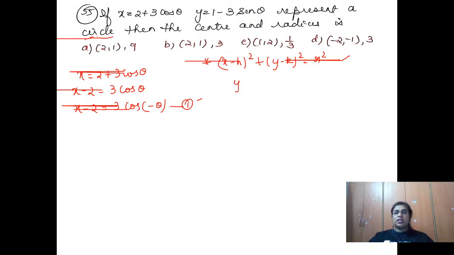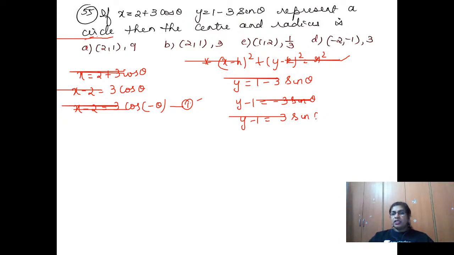Now the second equation is y is equal to 1 minus 3 sin theta. Y minus 1, bringing that 1 to the other side, is equal to minus 3 sin theta. Now minus 3 sin theta I can write as 3 sin of minus theta. This is your second equation. Now what you do? You square the first one, you square the second one and add them. Because I have to get it in this form, x minus h the whole square, y minus k the whole square, I want their squares. So let me square it.